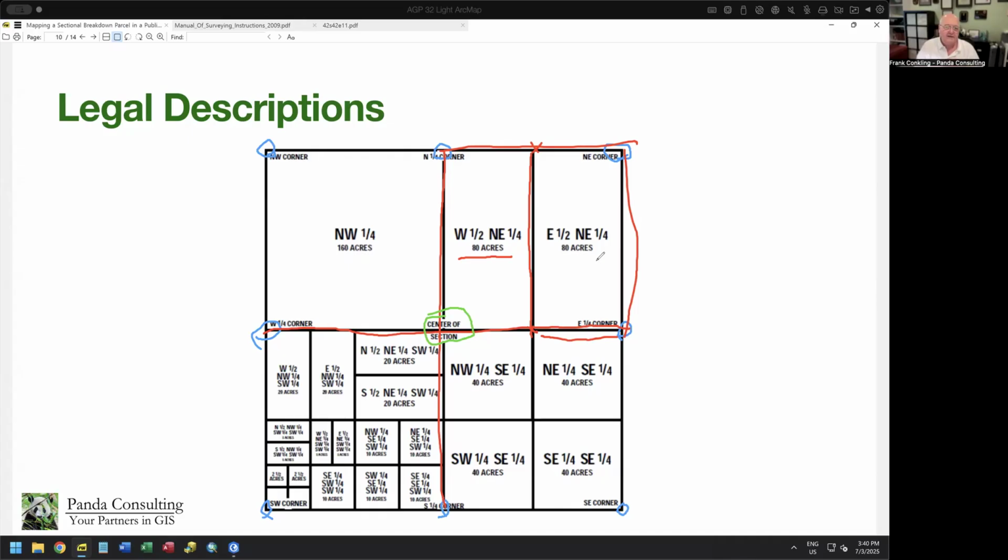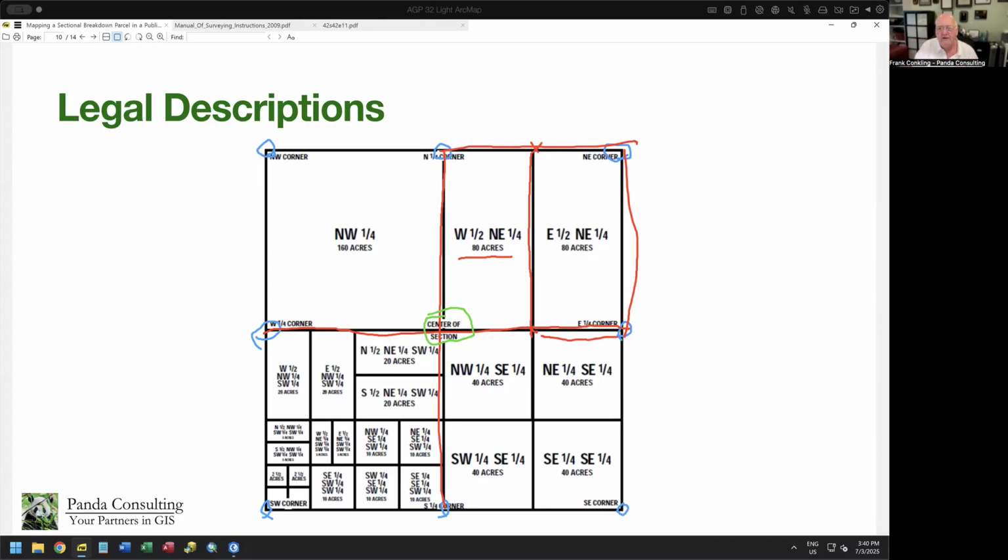So again, when you're dealing with the public land survey system, you always want to make sure that you locate corners, locate the monuments, optimally the monuments, and then you take those lines between those monuments, you divide them, and then you go from there.